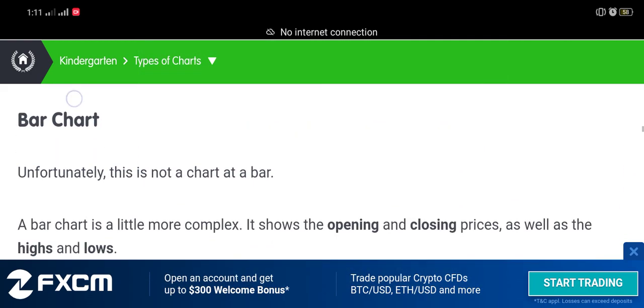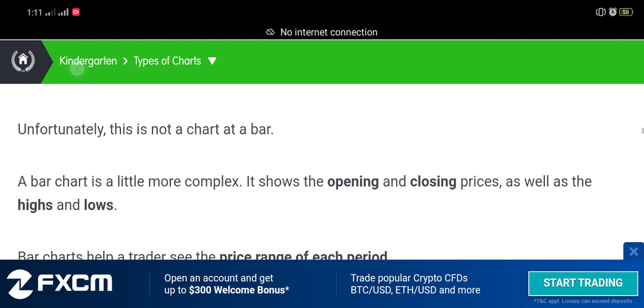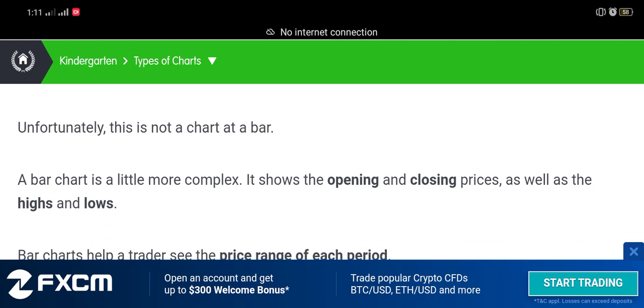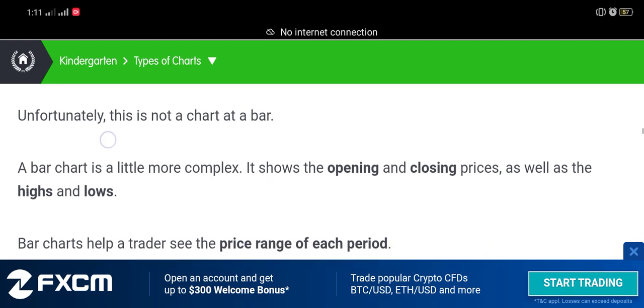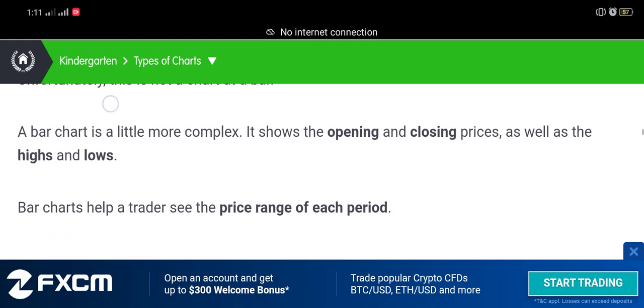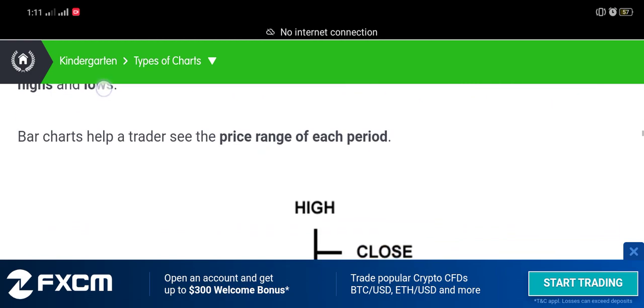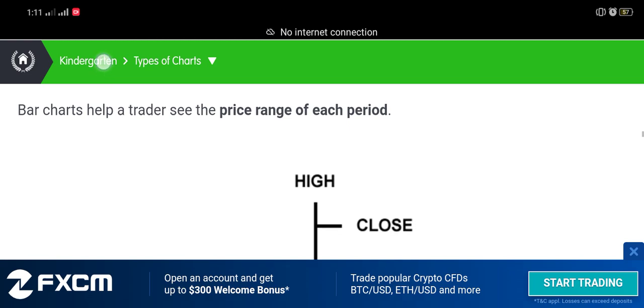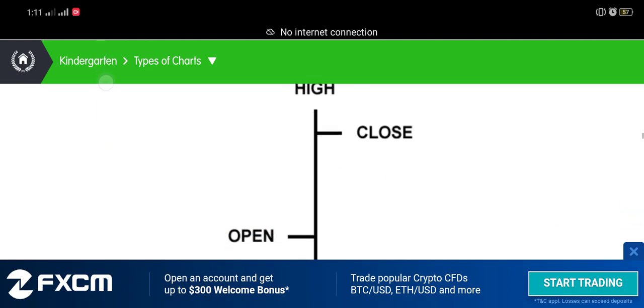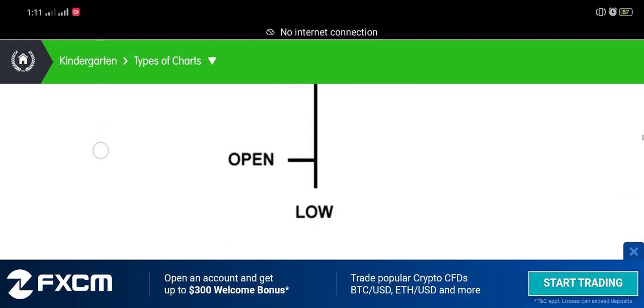Bar chart. Unfortunately, this is not a chart at a bar. A bar chart is a little more complex. It shows opening and closing prices as well as highs and lows. Bar charts help traders see the price range of each period: high, close, open, low.